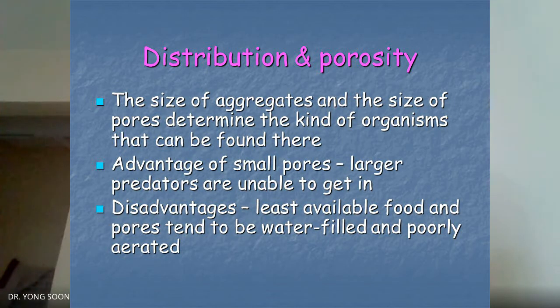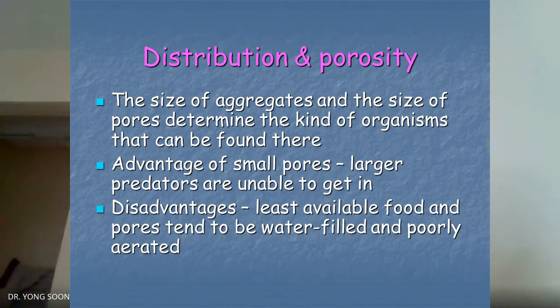So I think these are the things that I can explain to you on this slide. Next thing, distribution and porosity, the size of aggregate. As you can see right there, larger aggregates give you larger pores. That is where you can house bigger organisms. Small organisms usually live inside the small pores, the micropores of the soil particle. And that's where they protect themselves from the larger predators, like the nematodes.